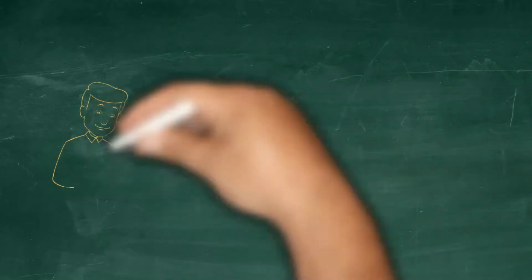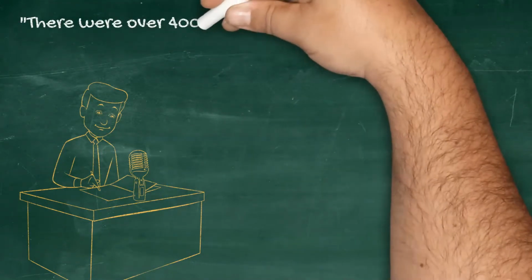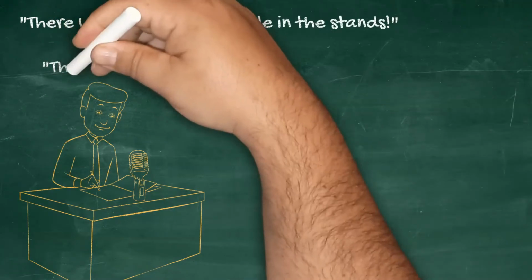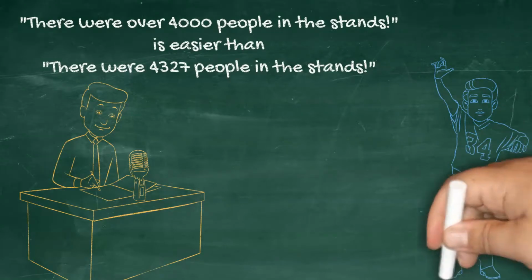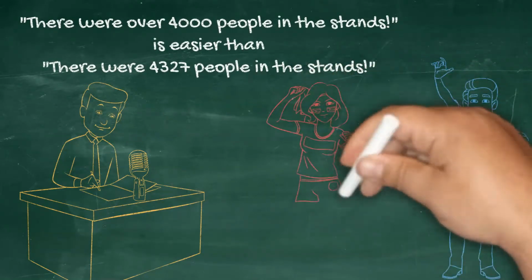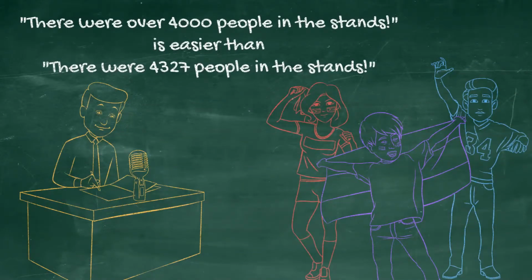Another example is when you hear about the crowd at a sporting event and someone says there were over 4,000 people in the stands. In reality, there were 4,327 people in the stands, but that's a mouthful. It's easier to round down to 4,000.